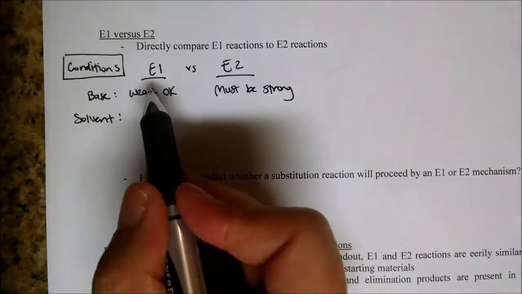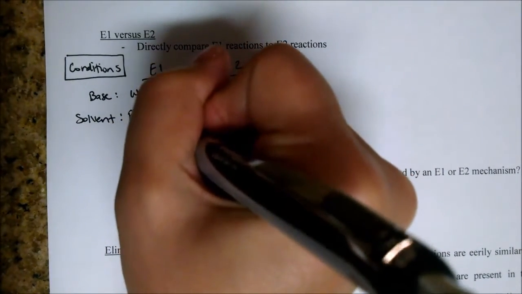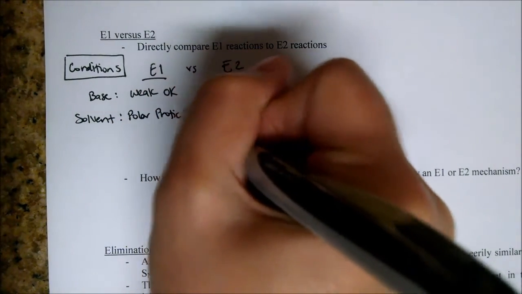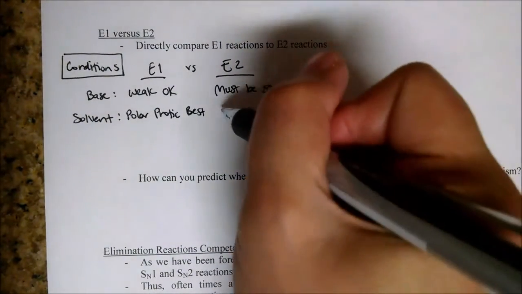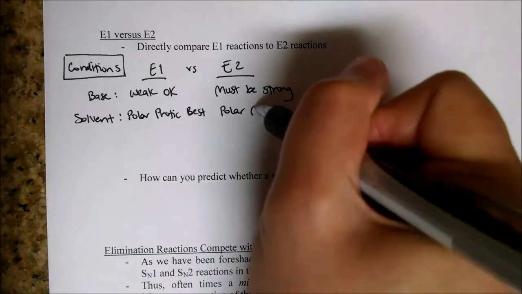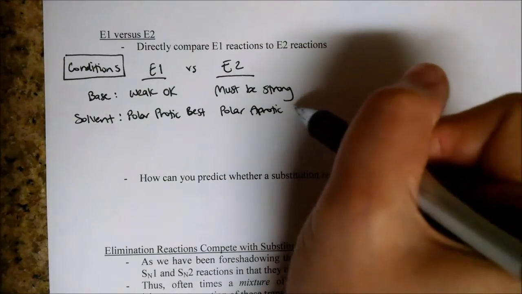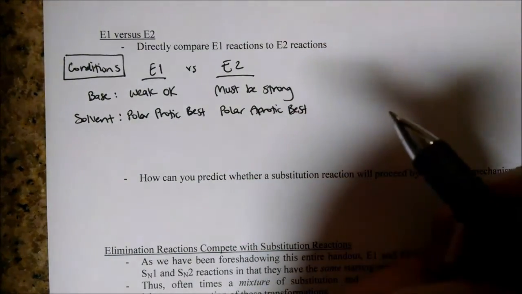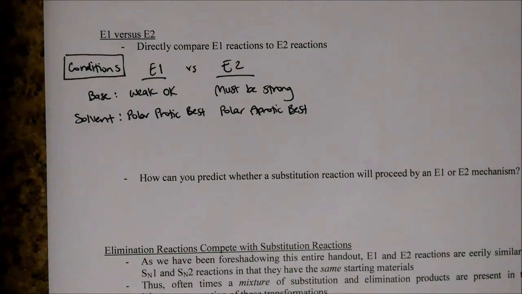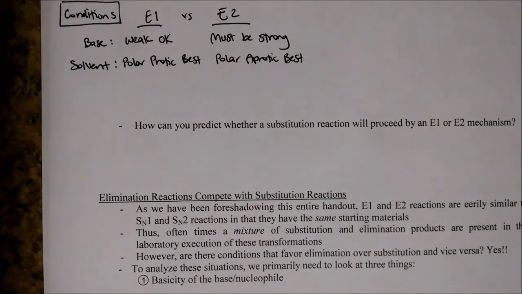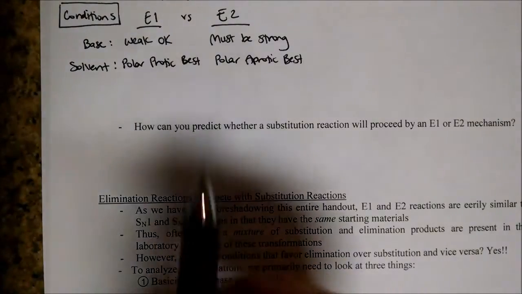Okay, how about the solvent? Remember for E1, we wanted to stabilize that carbocation, and thus the polar protic solvent was best. And for E2, the polar aprotic was best. That's because we don't want to stabilize. We want things to be bare. We don't want to solvate the ions, whereas here we wanted to solvate the carbocation.